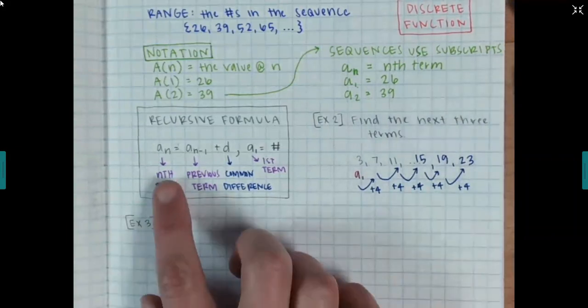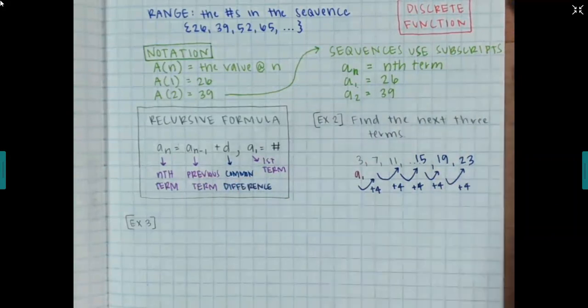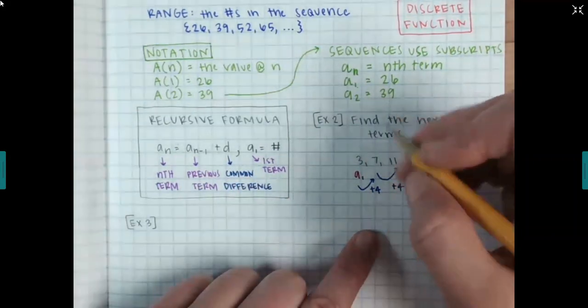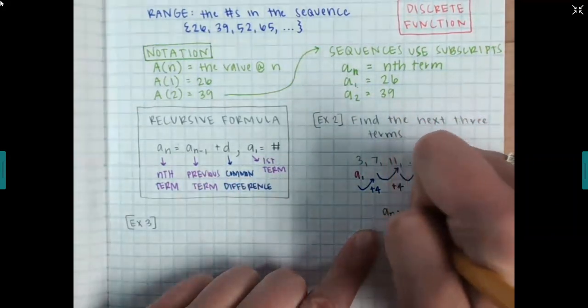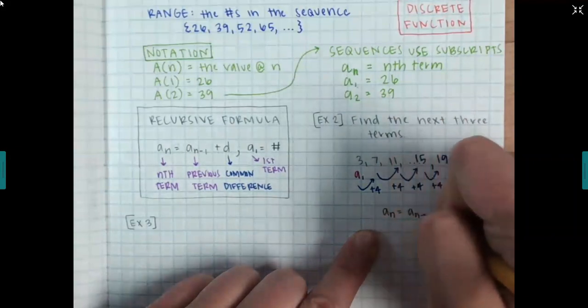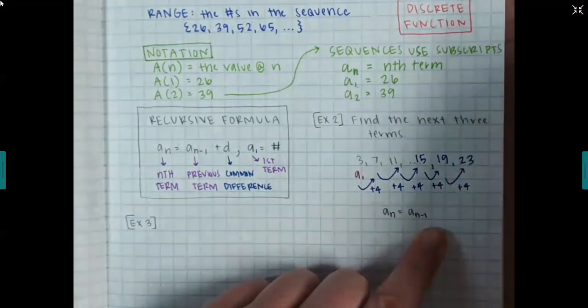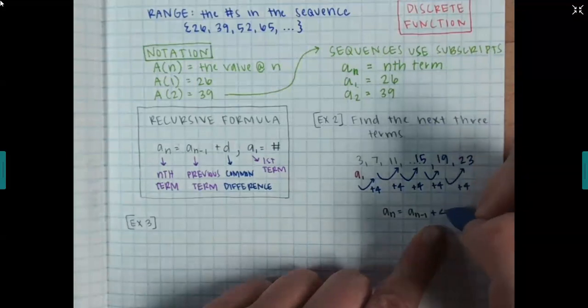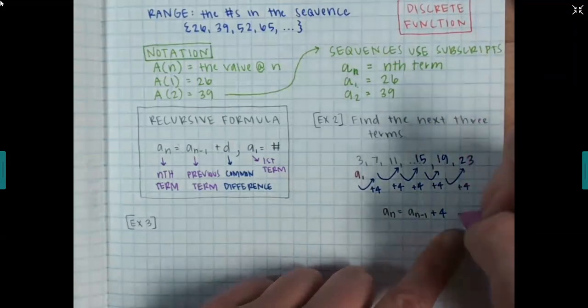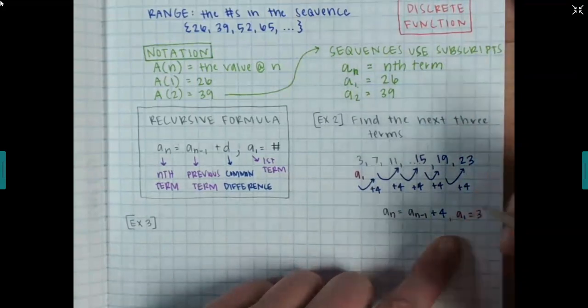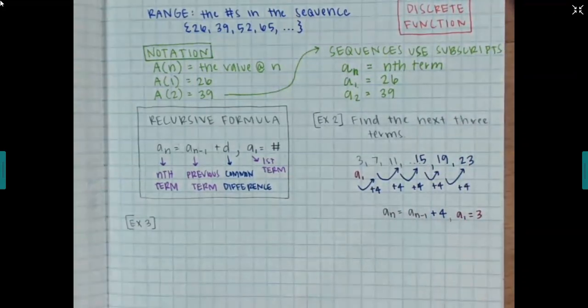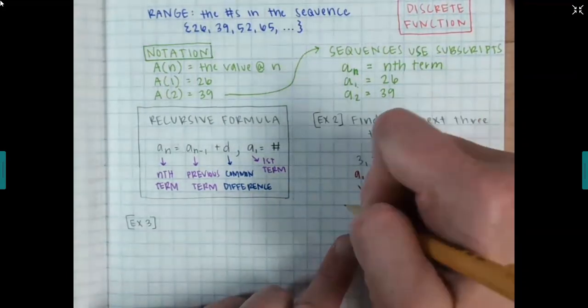Now, if I write this recursive formula for it, it's a sub n equals a sub n minus 1 plus 4, where a sub 1 equals 3. And that's all we know. They're not asking us to find any other term. They just want the recursive formula.